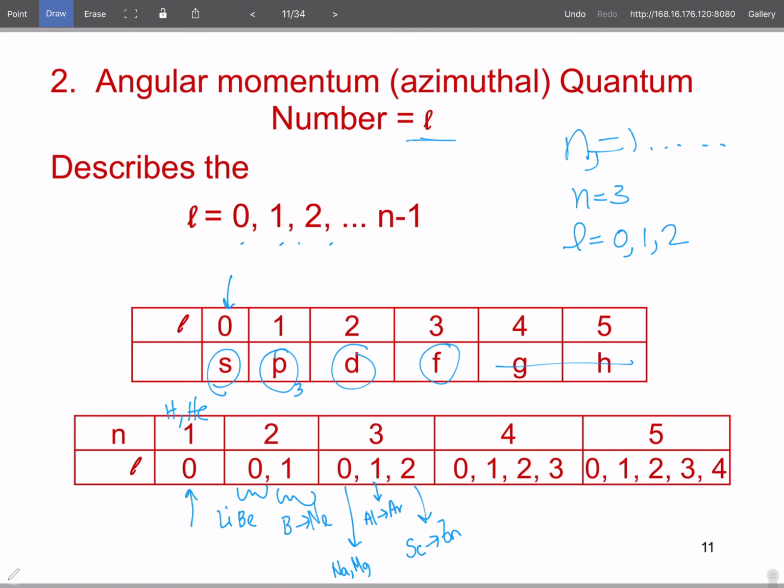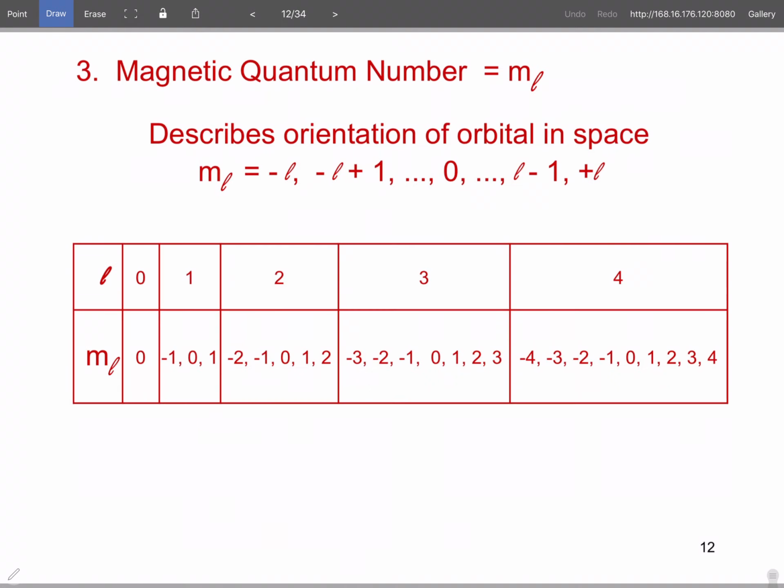Okay? So as we go through, let's take it to the third, the magnetic quantum number, and it is M sub L. It describes the orientation. It's the magnetic quantum number. It's the orientation in space. And so the value for that is negative 1 through plus 1 through 0. So if L is 0, M is 0. If L is 1, then M sub L is minus 1, 0, plus 1. If it's 2, we start at minus 2, minus 1, 0, 1, 2.